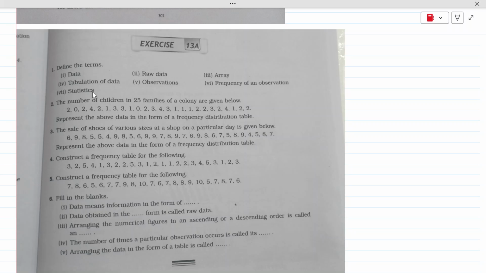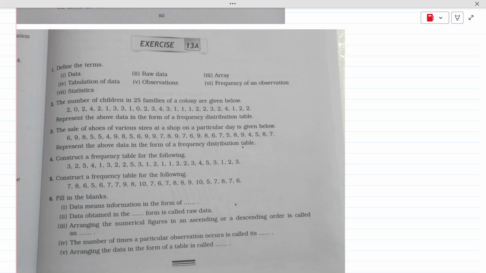Last we have statistics. All this we have just done. Statistics is the branch of science which deals with the study of all this. Okay. Next question: the number of children in 25 families of a colony is given below. So this is the number of children living in a colony, and we have to represent the above data in the form of a frequency distribution table.